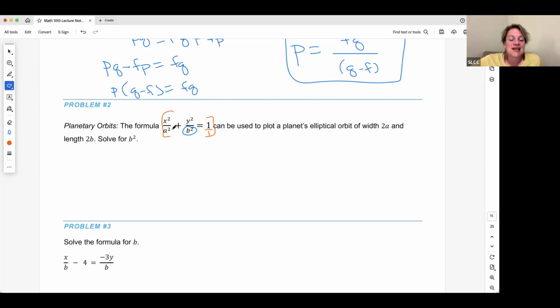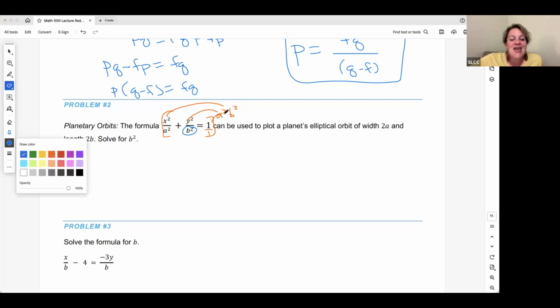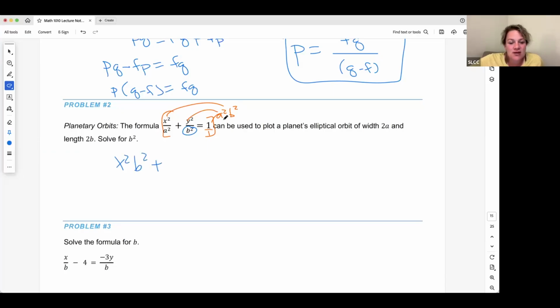All right, what is the LCD? A squared, b squared. So the most of each distinct prime, so a squared, b squared. And we're going to distribute that to all three pieces. Don't forget to distribute to the 1 over here. The a squareds divide, so I have x squared b squared plus, then the b squareds divide to 1, so y squared a squared, and then equals a squared b squared.